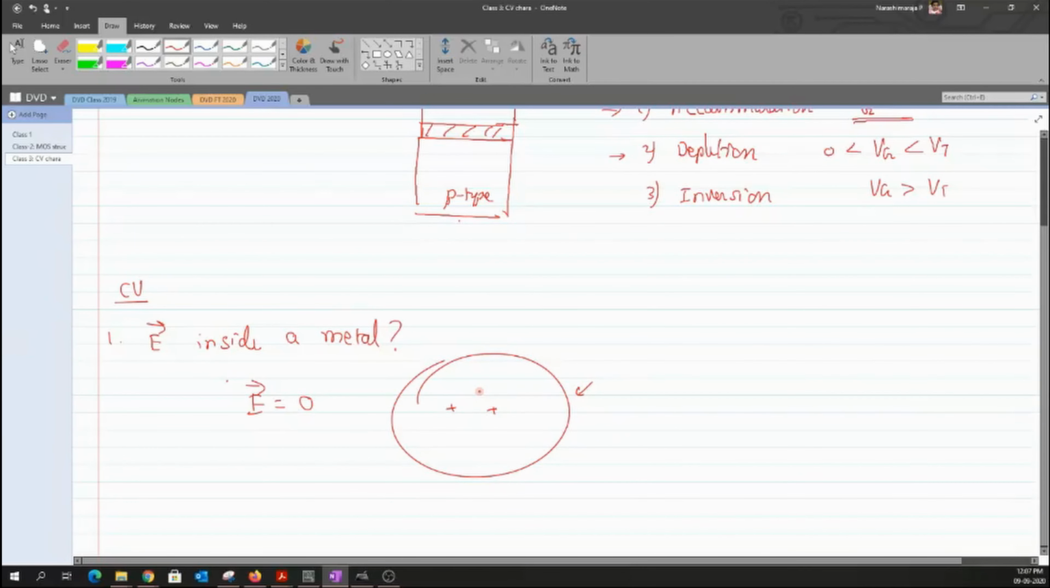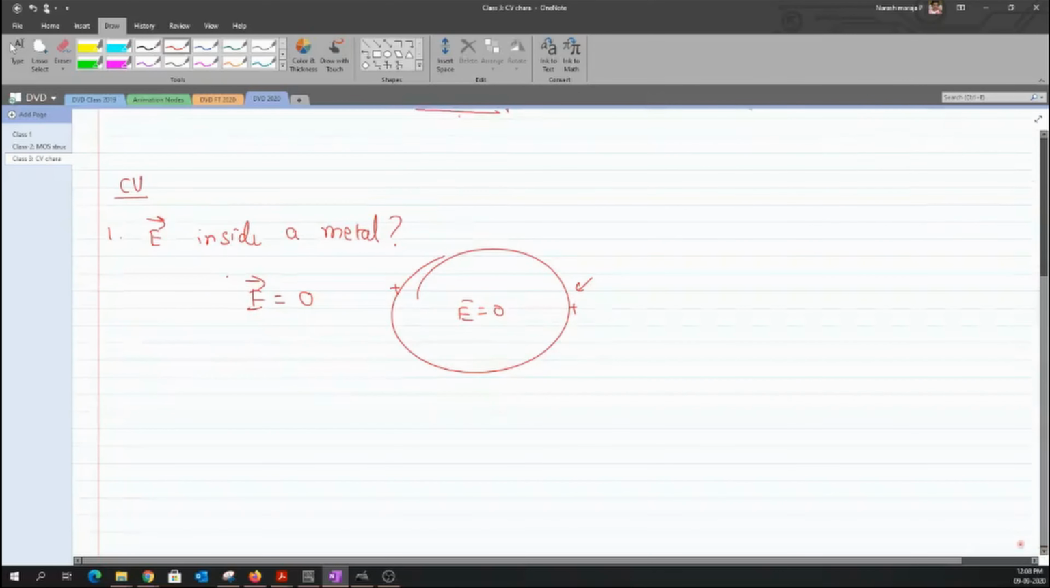I have 2 positive charges that I'm trying to put on the metal. What happens is that these positive charges would repel each other, and then these charges would be only on the surface. You cannot have any charges inside the metal. So in short, what we have is that E, the electric field, is 0 inside this particular metal. Let us hold this concept and move on to the next one.